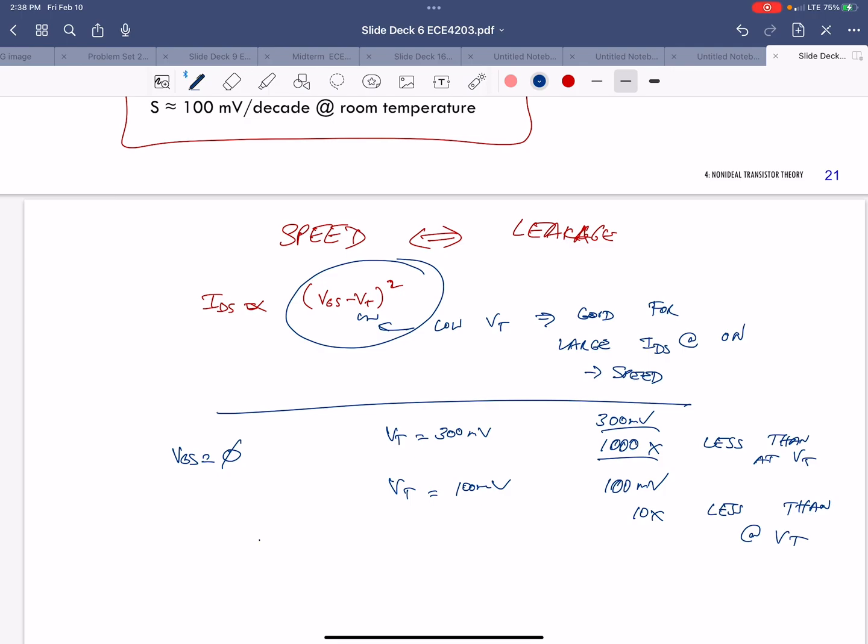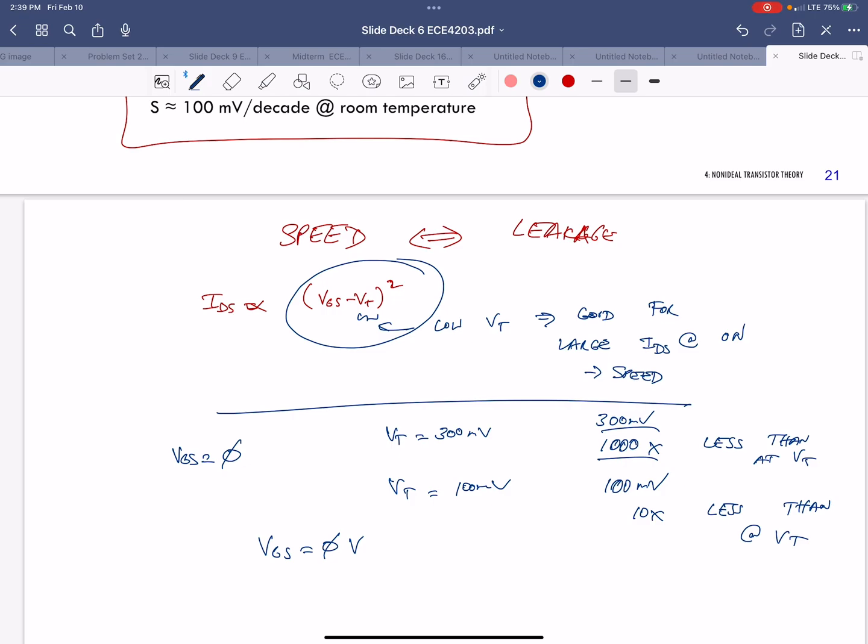Okay? VGS, so input voltage, is always 0 volts, right? For an off MOS, say. So it's always 0. So then the question is, what was the VT? How do I calculate the leakage current at 0? You've got to figure out how many 100 millivolt increments 0 is below VT, because for every 100 millivolt increment, your leakage current goes down by a factor of 10.